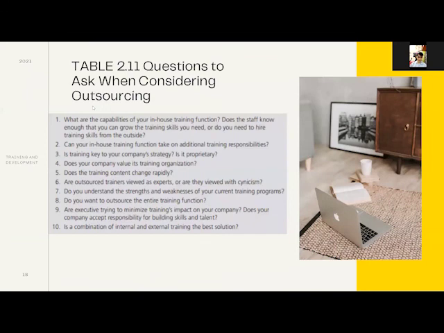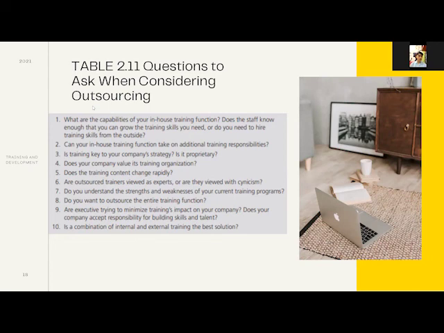So here are the questions to ask when considering outsourcing. What are the capabilities of your in-house training function? Does the staff know enough that you can grow the training skills you need, or do you need to hire training skills from the outside? Second, can your in-house training function take on additional training responsibilities? Third, is training key to your company strategy? Is it proprietary? Fourth, does your company value its training organization?